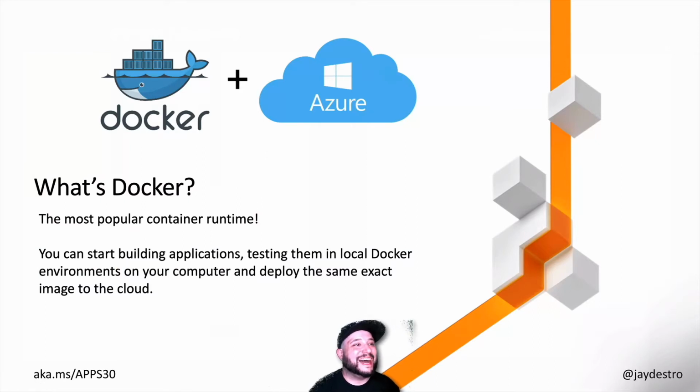So what's Docker? We're going to talk about that next. It's the most popular container runtime, and you can start building apps and testing them in Docker environments on your computer. Really what happened was there was a company called dotCloud. They came up with this idea of Docker and containers. They essentially created an API that made it more elegant for developers to deploy. And they created the portable image format. The great thing about the portable image format is it's just a zip file. They just change the file extension, but everything is pretty much contained in a zip file.